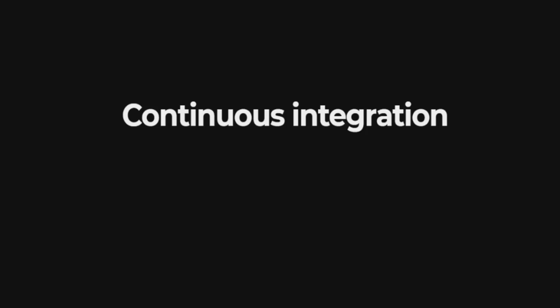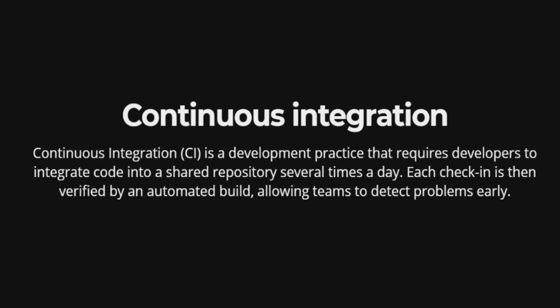Continuous integration. Continuous integration, CI, is a development practice that requires developers to integrate code into a shared repository several times a day. Each check-in is then verified by an automated build, allowing teams to detect problems early.